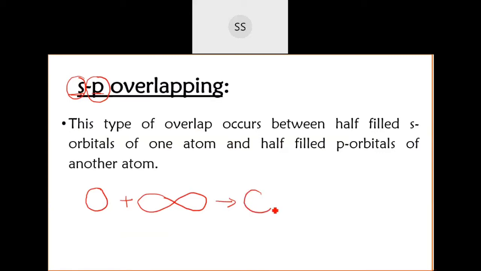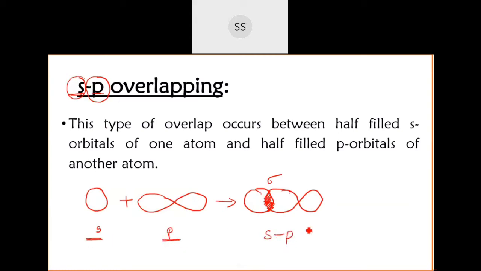So they fuse together, and this is how the molecular orbital will be formed. Here there is fusion happening, and this leads to formation of a sigma bond. This type of bonding is called sp overlapping, where a half-filled s orbital, it can be any s orbital, fuses with a half-filled p orbital.